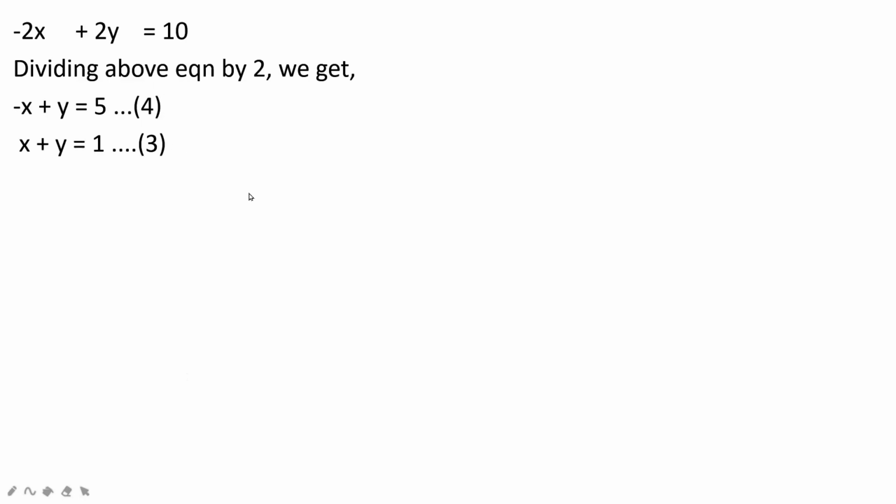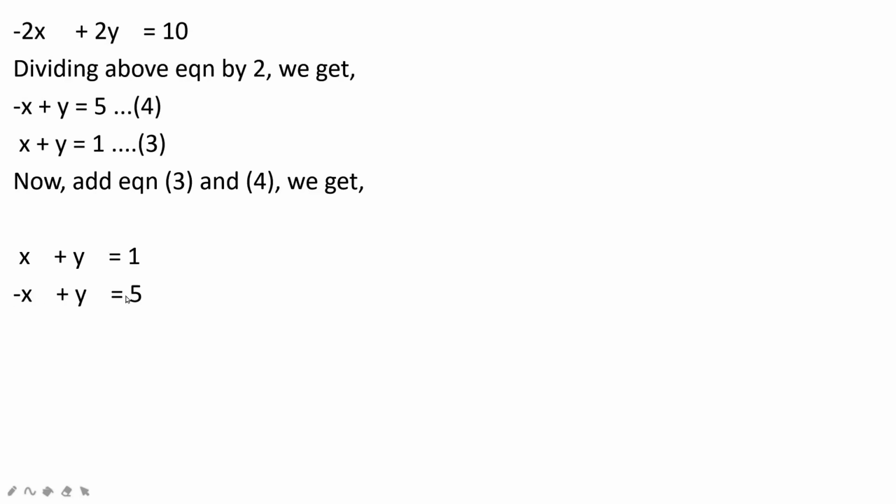Now you can see if I add, then minus x and plus x will get cancelled and I will get the value of y. So I can either add these two equations or I can also subtract. When I subtract these two equations, then y will get cancelled and you will get the value of x. So you can either add or subtract these two equations, it is up to you. So I'm adding these two equations. When we add, we get x plus y is equal to 1 and minus x plus y is equal to 5. So x will get cancelled and we get 2y is equal to 6. So our y is equal to 3.